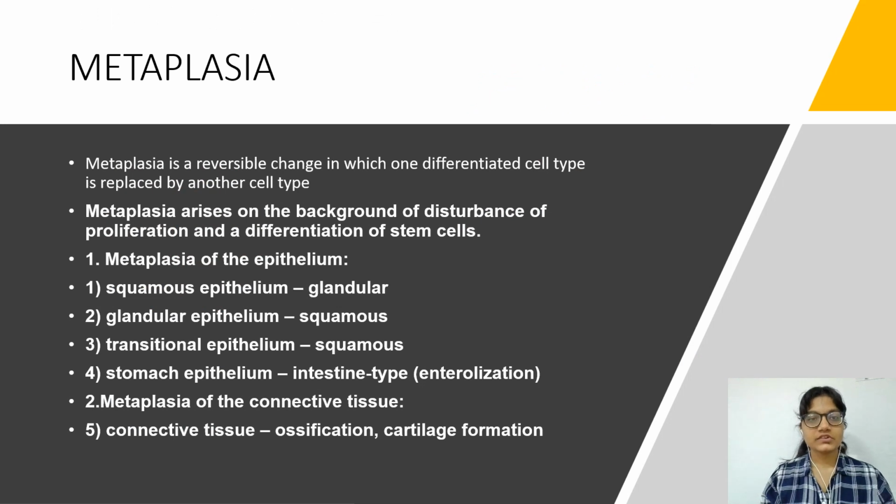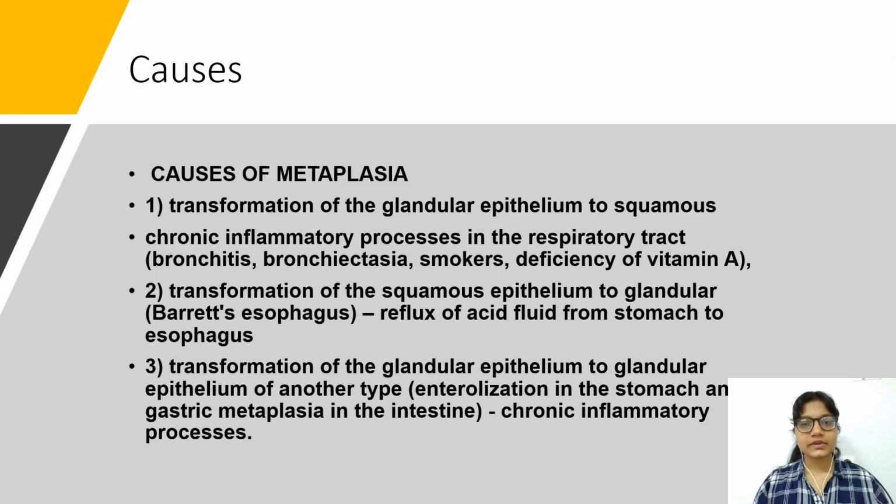Next type of adaptation we will learn about is metaplasia. Metaplasia is a reversible change in which one differentiated cell type is replaced by another cell type. Metaplasia arises on the background of disturbance of proliferation and differentiation of stem cells. First is metaplasia of the epithelium, and next we will learn about metaplasia of connective tissue. There are different causes of metaplasia.